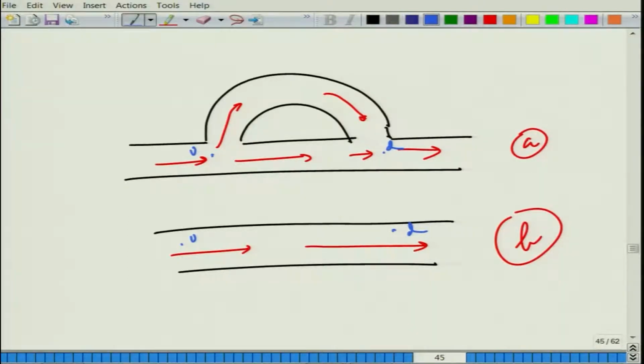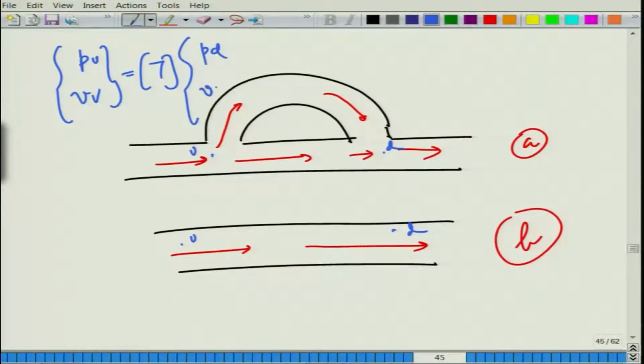One needs to do something different to analyze or to relate the state variables between u and d, that is p u, v u and things like this. One needs to do something different to analyze such a configuration. So, we are going to study all that now. Actually, such pipes are typically called Herschel-Quincke tubes, HQ tubes.